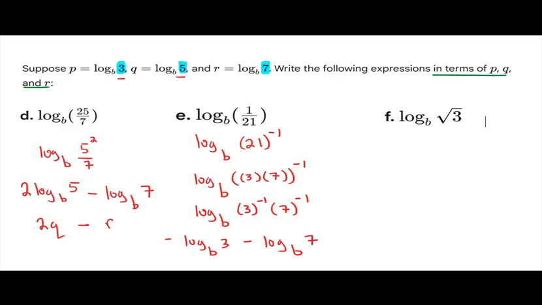Okay, and then we can substitute. When we substitute, we're going to end up with negative log base b of 3, that's p, so negative p, minus log base b of 7, that is r. So negative p minus r. Okay, f here. We want to change this radical into exponent form. So log base b of 3 to the 1/2 power. Move the 1/2 to the front, multiply with the log base b of 3, substitute, and we'll get 1/2 times log base b of 3, which is p.